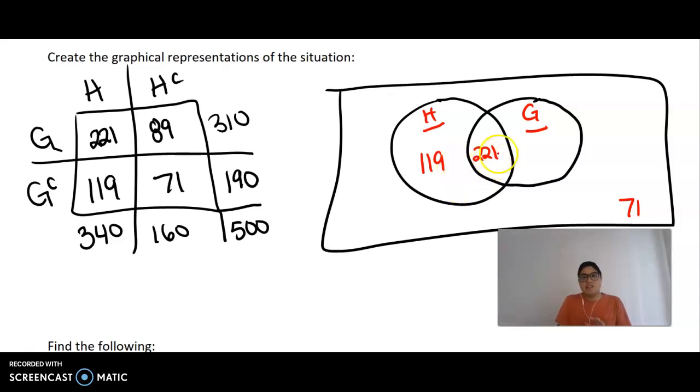They did not graduate high school. And same thing here in this section. This is going to be the 89 people who did graduate high school, but they do not own a home. So we can see here the connection between the different sections in the Venn diagram and the two-way table.